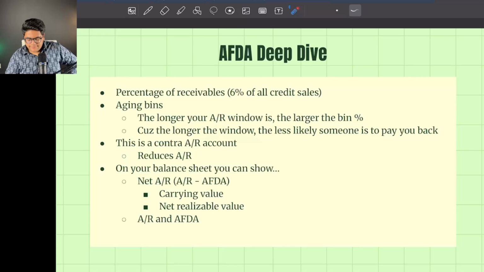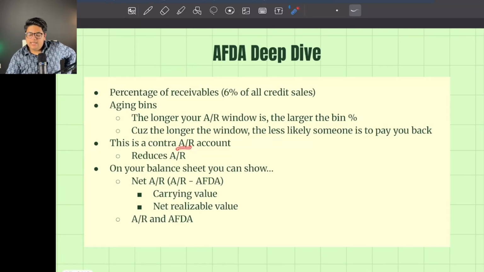Quick little summary. Your AFTA is a contra asset account. Remember back from chapter 1, we have an asset account. Accounts receivable is your asset. The contra account just reduces your asset. So on your balance sheet, you can show your net accounts receivable, which is just your accounts receivable minus AFTA. This is also known as your carrying value. It's also known as your net realizable value.